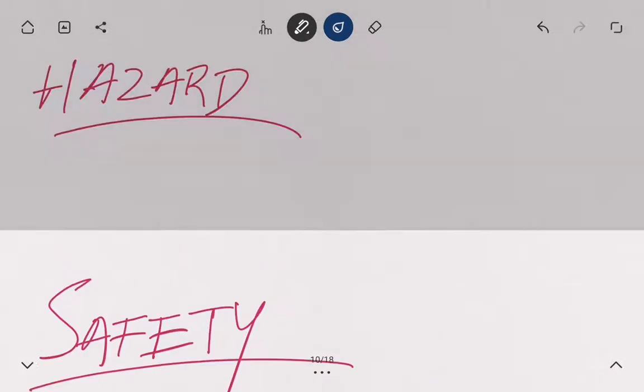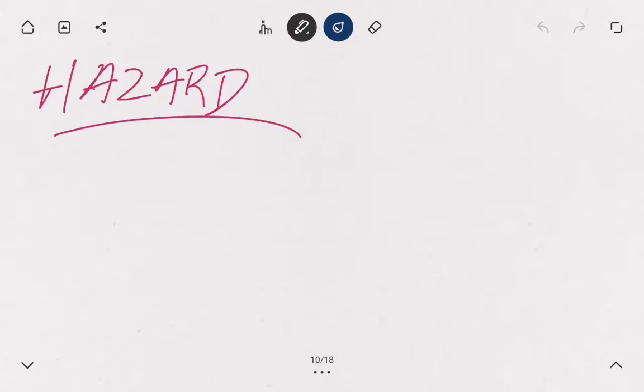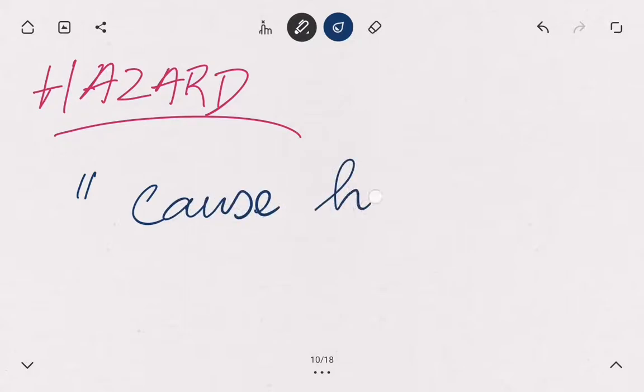So this is safety. Next is the hazard. I don't need to actually define this, but I just put it here because these are the basic terms. So hazard is any action, any condition which can cause harm, simply, to environment, to people, to property. So any condition, any scenario, any act which has the ability to cause harm is called a hazard.